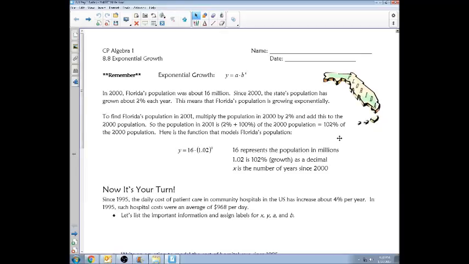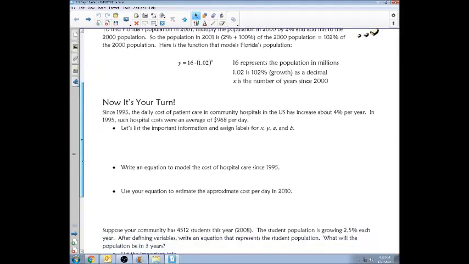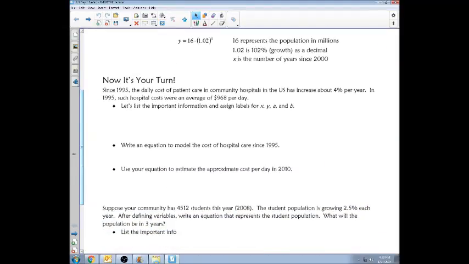It says, remember, exponential growth is y equals a times b raised to the x, where a is our initial value, b is our growth rate, and x is our time. So there is a little reminder problem that you can look over if you want to. I would highly suggest that you read over that as well. So now let's go ahead and look at the new problem for us.